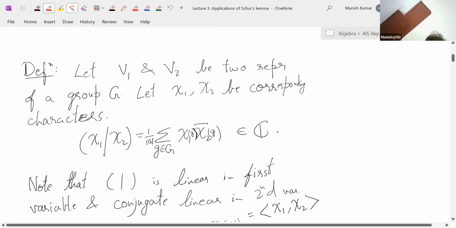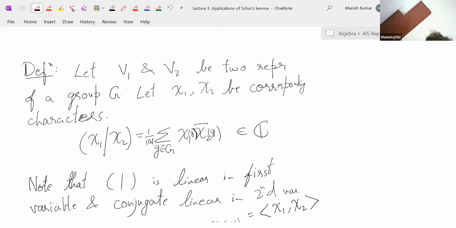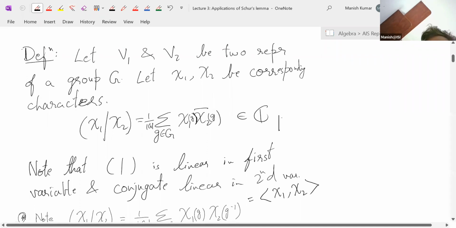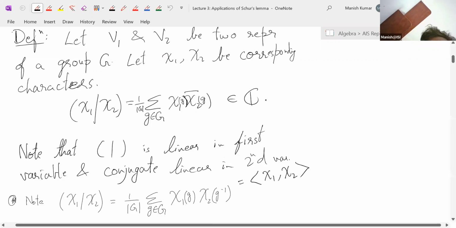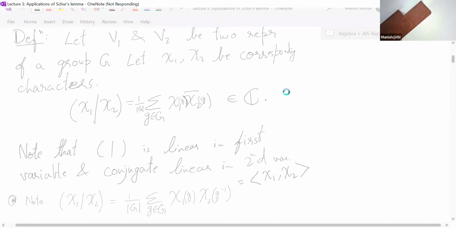So this definition, we just need this extends to, excuse me. So the OneNote has frozen.